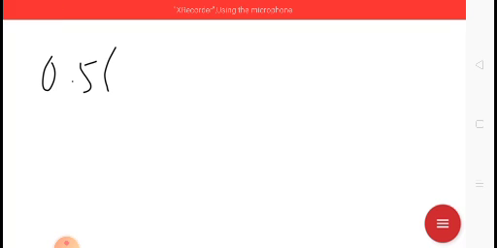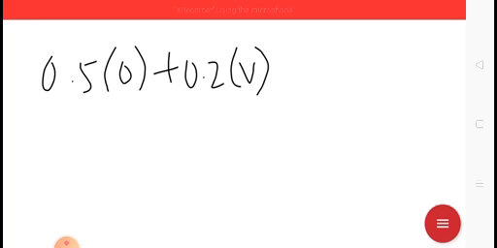For part 2, the question asks you to find the speed of ball B after the collision. Same thing, you can apply conservation of momentum. So you have 0.5 times 3 equals 0.5 times 0 plus 0.2 v. Assume that everything moves to the right-hand side.